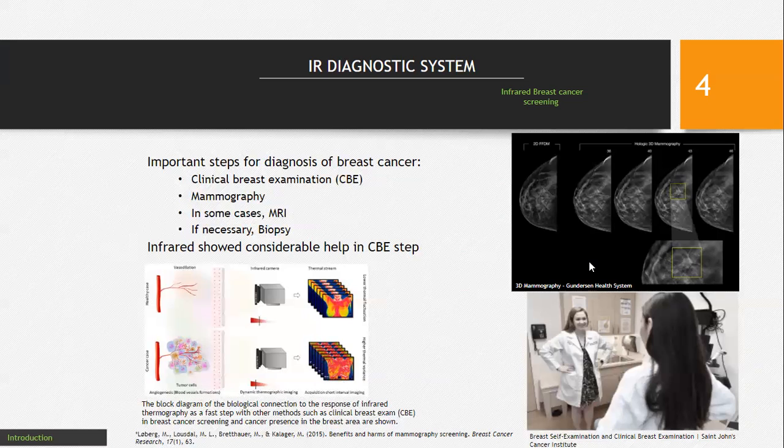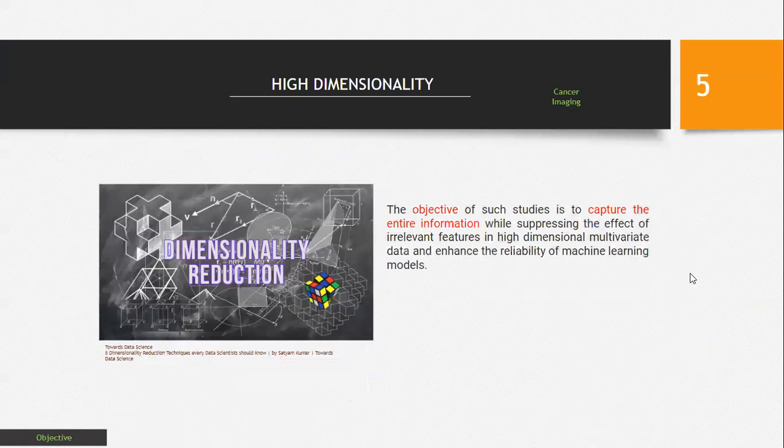To track the variation in surface temperature, two different types of thermography can be applied, either dynamic or static. This study is mainly focused on using the dynamic thermography modality. The full objective of the study is to capture the entire thermal information while suppressing the effect of irrelevant features in high dimensional multivariate data, and to also enhance the reliability of machine learning models.